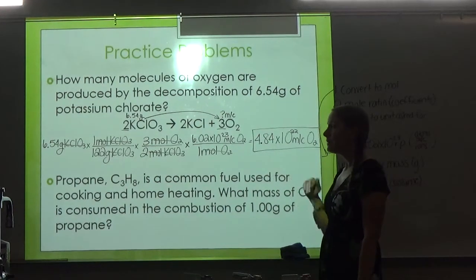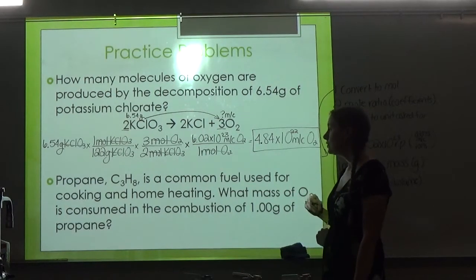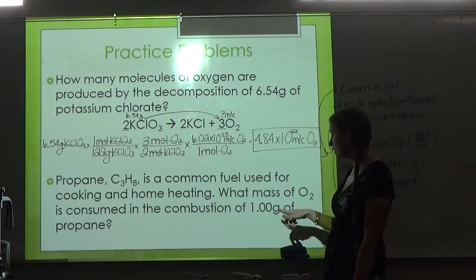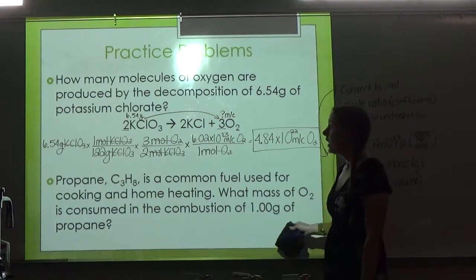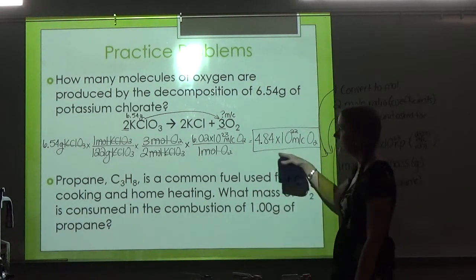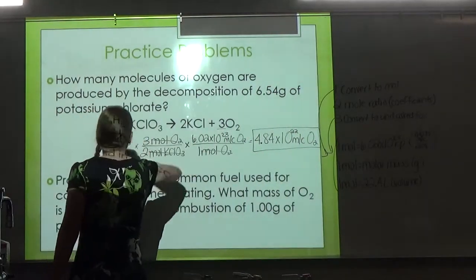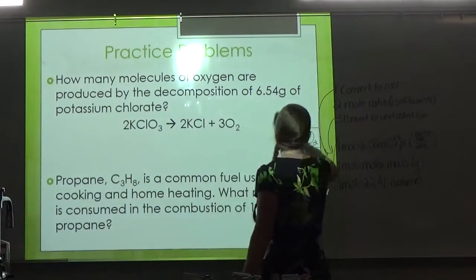So it says propane, which is C3H8, is a common fuel used for cooking and home heating. What mass of O2 is consumed in the combustion of 1 gram of propane? All right, so because this is so low, I'm actually going to erase this one and put my answer up here just so it's a little more visible for y'all. Sometimes I get worried you can't see all the way at the bottom of the board.